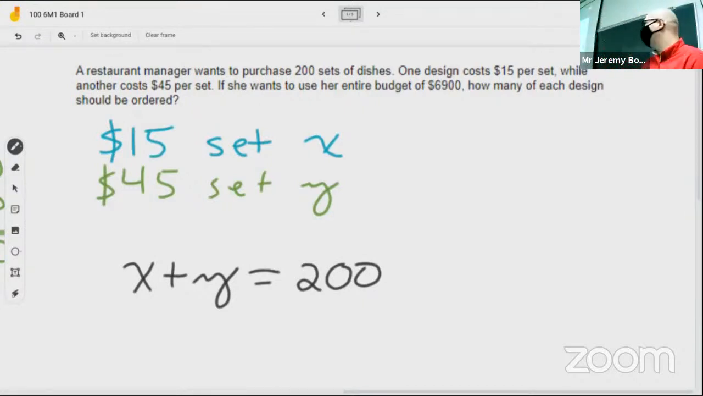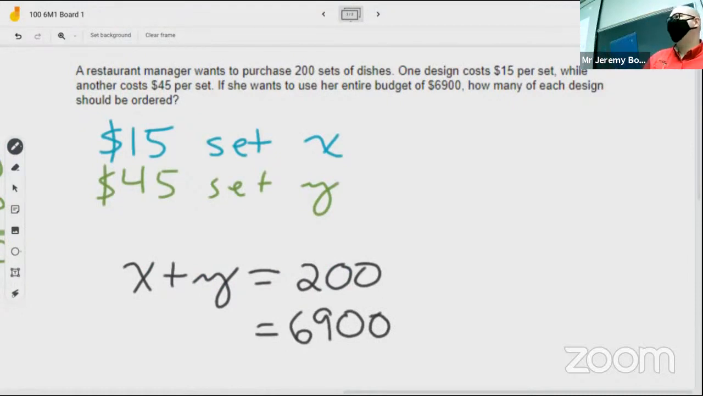What's the other relationship? The budget. The budget is what? It's 6,900, right? And so what's equal to 6,900?